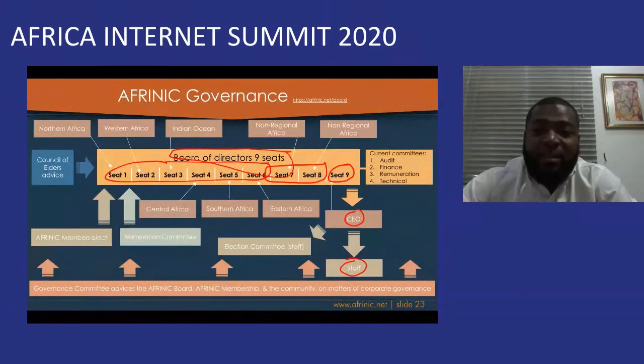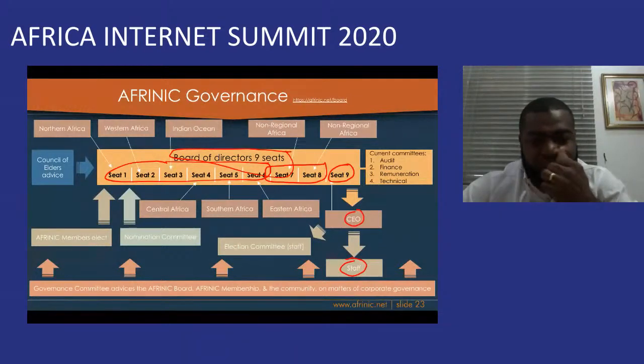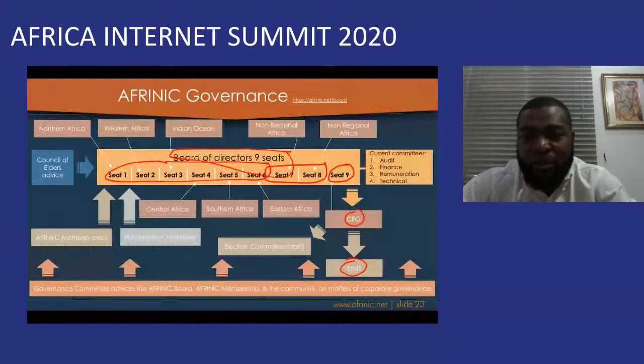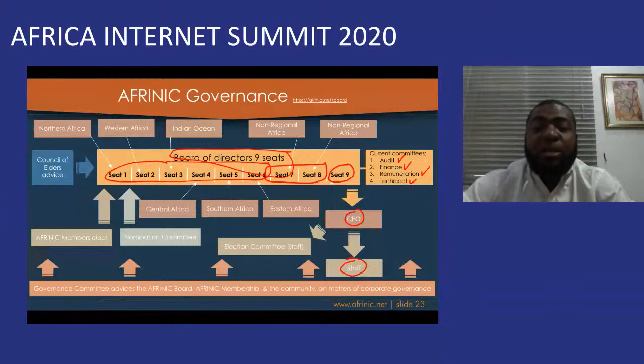The board of directors has many committees that help them to work. We have the audit committee, the finance committee, the remuneration committee, and the technical committee. The board members work in each of those committees to help around AFRINIC. We also have the Council of Elders, whose key role is to give advice to the CEO and to the board, the chair of the board, or all of them if need be. We also have the nomination committee.